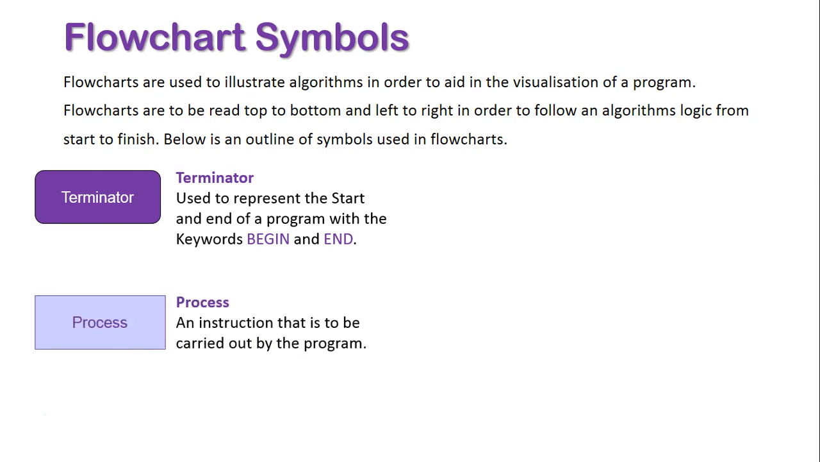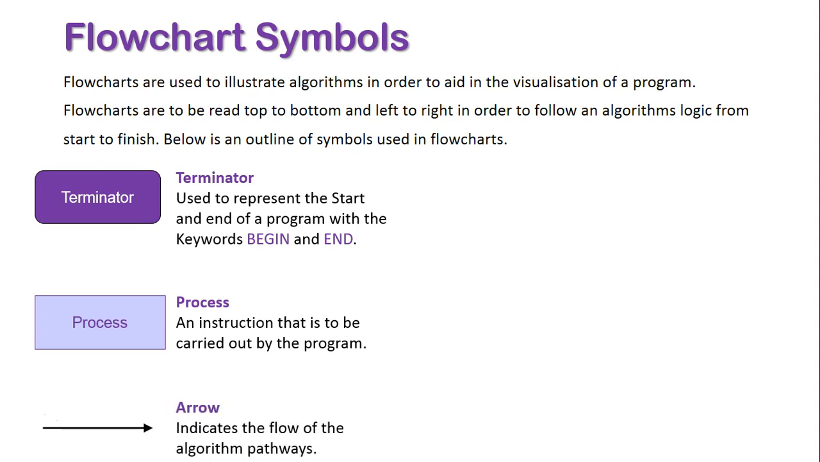Next, we have a process, and a process represents the different instructions occurring within a program. So we usually have multiple processes happening in our program in order to do its operations on whatever data or whatever it's being made for.